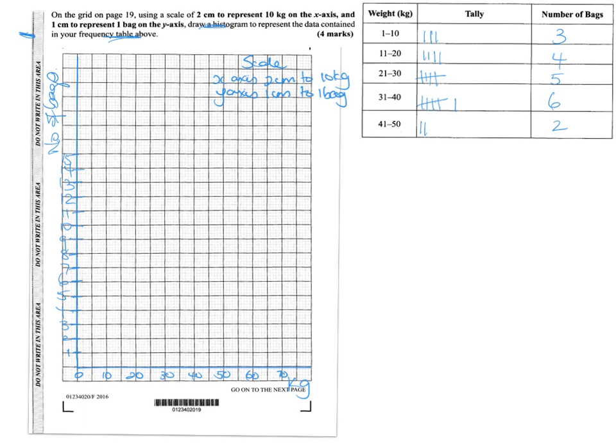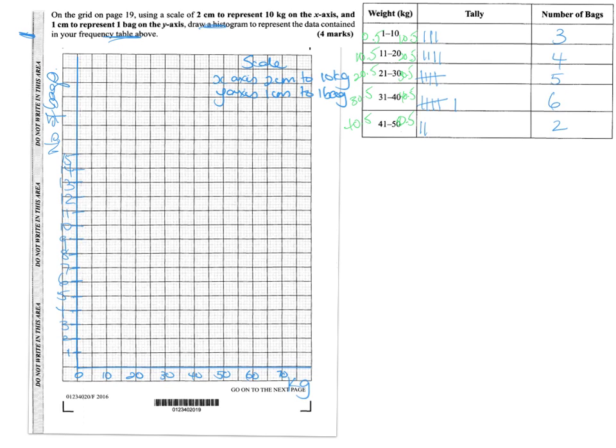To draw a histogram, we are going to use the boundaries to plot the histogram. So the boundaries here are 0.5, 10.5, 10.5, 20.5, 20.5, 30.5, 30.5, 40.5, 40.5, 50.5. So we're going to plot the upper boundaries with the frequency.